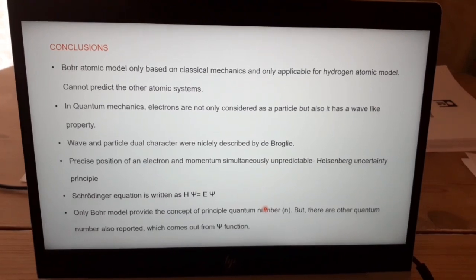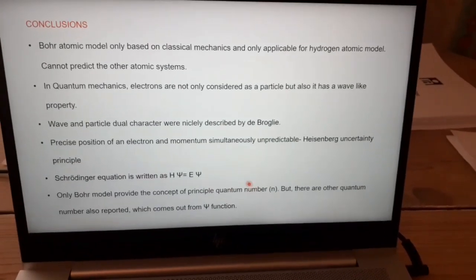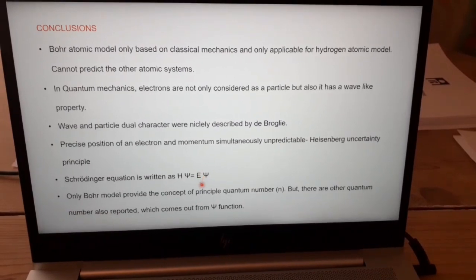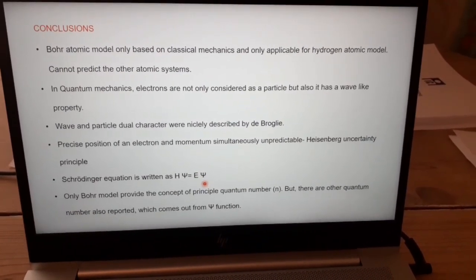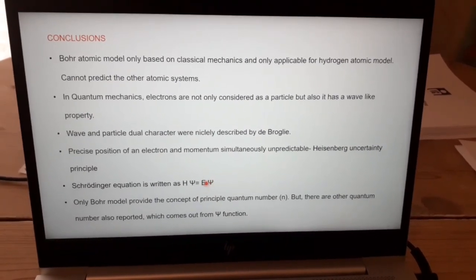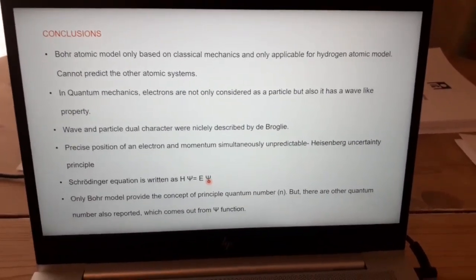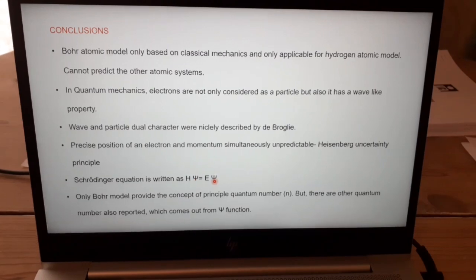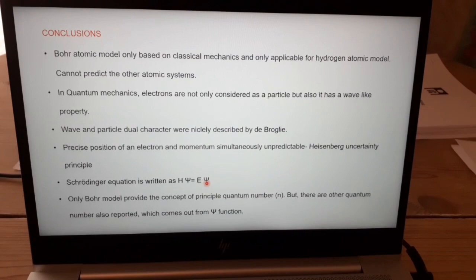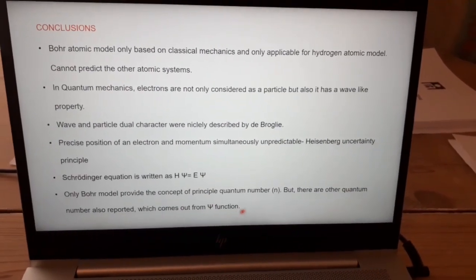And the Schrödinger equation is the new development of quantum mechanics, where you can see H psi is equal to E psi, and you can solve for the different energy states of the quantized levels, or you can say the different orbital levels. You can solve for the energy, and you can solve the psi function to get the different orbital levels. So Bohr's model provides the concept of the principal quantum number, but there are other quantum numbers which also come out from the solution of the psi function.